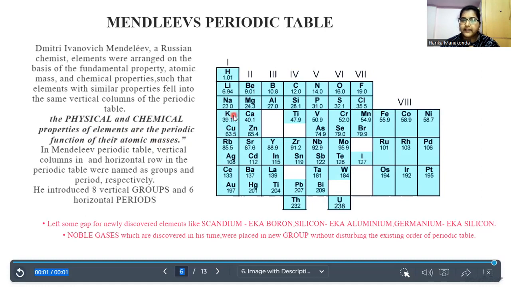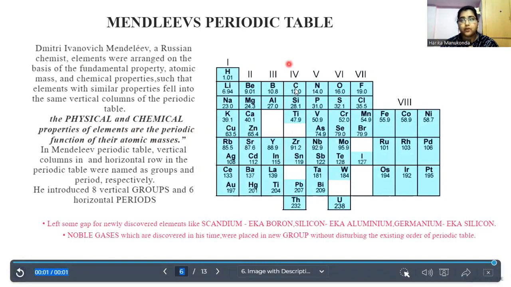According to the atomic masses he arranged the elements, and all the elements which have similar physical and chemical properties are arranged in a vertical column, which are called groups. If you see, he left some gaps in between. You can find some gaps. Why did he leave the gaps?